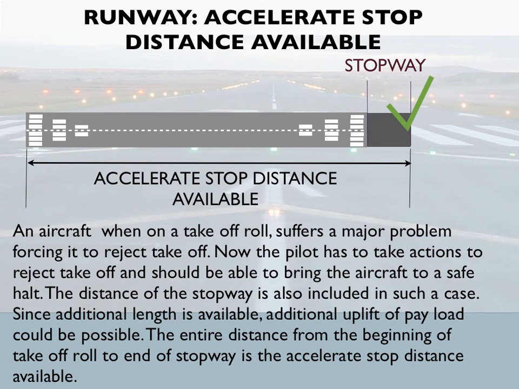Accelerate stop distance available. An aircraft, when on a takeoff roll, suffers a major problem, forcing it to reject takeoff. Now the pilot has to take actions to reject takeoff and should be able to bring the aircraft to a safe halt. The distance of the stopway is also included in such a case. Since additional length is available, additional uplift of payload could be possible. The entire distance from the beginning of takeoff roll to the end of stopway is the accelerate stop distance available.